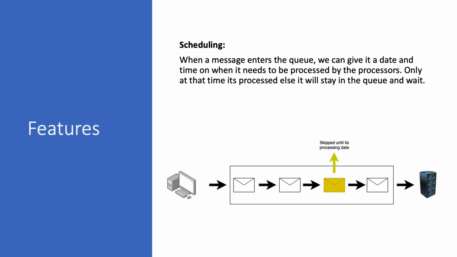What I can do is send a message to the queue and give it a time for when it's going to be processed, and only at 11 a.m. will the service be able to see that there's a message to be processed and pick it up. Other than that, it will just be ignored and stay in the queue until that time arrives. It will not go to the dead letter queue because it didn't fail. It's just waiting for the right time slot to be processed.